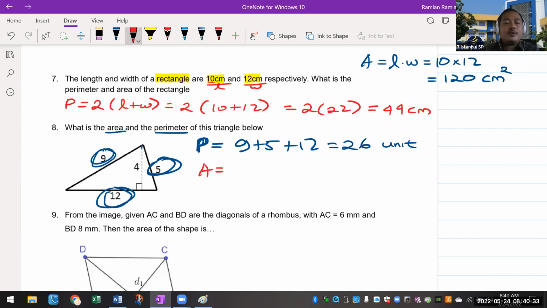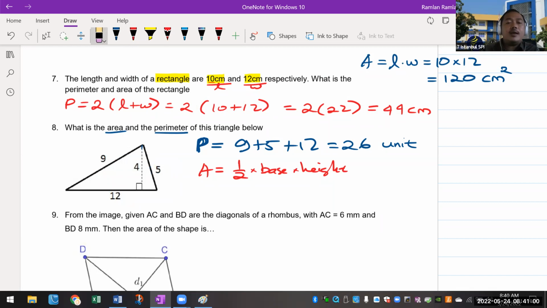If you still remember, the area should be base times height divided by 2, or 1/2 times base times height. It's actually the same thing. I'm gonna write down 1/2 times base times height. Okay, as I have previously mentioned, the base and the height need to be perpendicular, need to be 90 degrees. Okay, now question for you guys. Which are the pairs of the base and the height? Yang mana sama yang mana?